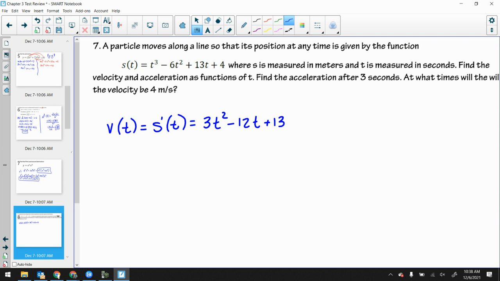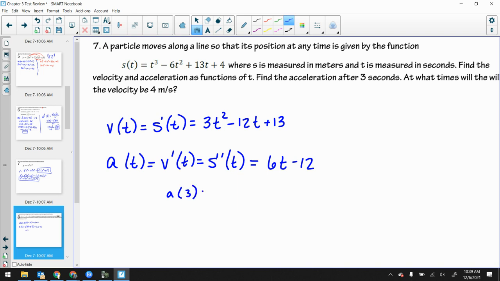And now we can find s double prime, because s double prime is acceleration, which is technically v prime, which is also s double prime. Right? Okay, now let's actually do it. Enough notation there. 6t minus 12. Okay, so find the acceleration after 3 seconds. That's a of 3. So 6 times 3 minus 12. So a of 3 is 18 minus 12, or 6 meters per second squared.